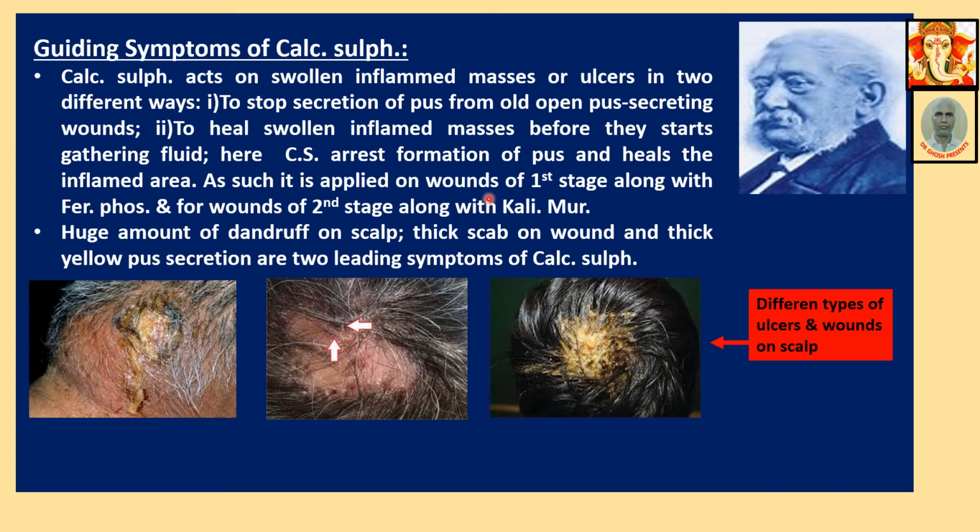Huge amount of dandruff on the scalp, thick scab on wound, and thick yellow pus secretions are leading symptoms of Calcarea Sulph. Mind this. Thick scab on wound and thick yellow pus secretion are two leading symptoms of Calcarea Sulph. Different types of ulcer wounds on the scalp, all this type of severe, rather angry looking skin surface are tackled by Calcarea Sulph competently.